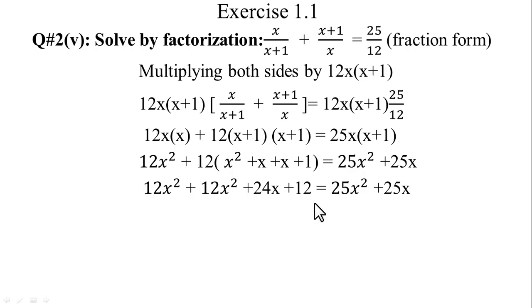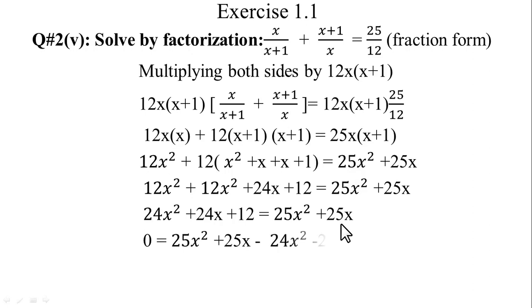Now arrange the values. These values move to the other side, the sign will be changed. So we write that 24x square plus 24x plus 12 is equal to 25x square plus 25x. Then arranging the values, we get 0 equal to 25x square plus 25x minus 24x square minus 24x minus 12.